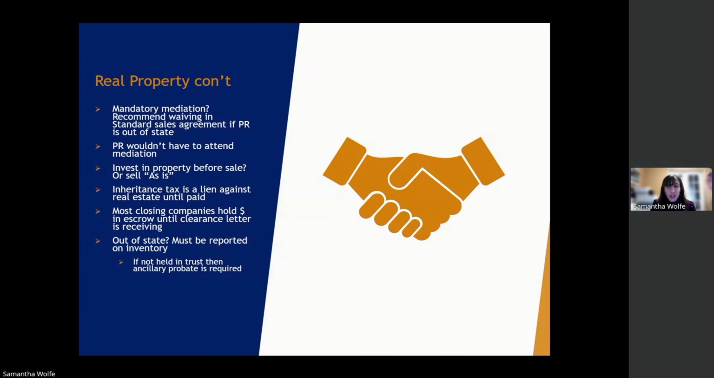Let's continue talking about real estate. So mandatory mediation, recommend waiving in a standard sales agreement if the executor is out of state. The executor won't have to attend the mediation. Invest in property before the sale or sell it as is. So these are things that we have to talk about with the executor. Do they want to fix it up and make renovations, or do they just want to sell as is?